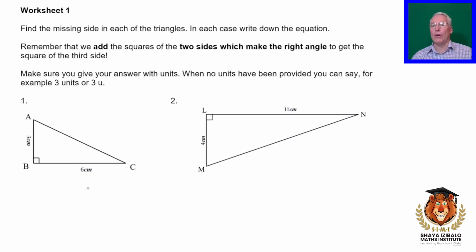So this little side over here is going to be little b, because it's opposite big B. This little side is little c, and this little side is little a. Now we're going to write down Pythagoras' theorem every single time. We are always going to add the square of the two sides which make the right angle, and that will be equal to the square of the third side. And that'll give us an equation. And we love equations.